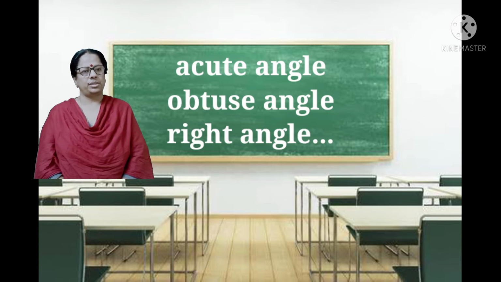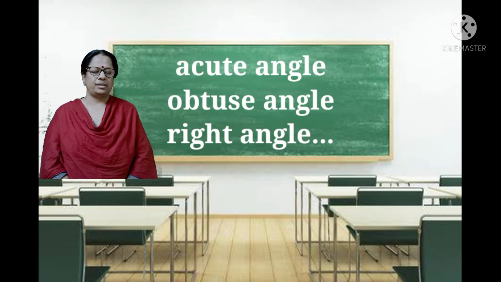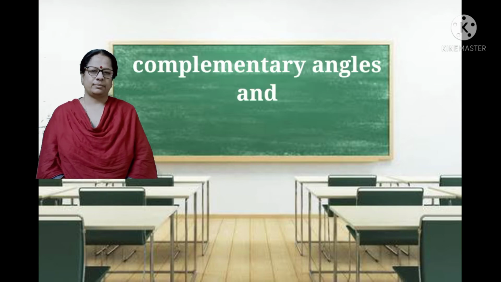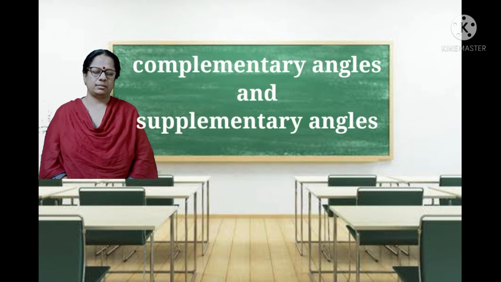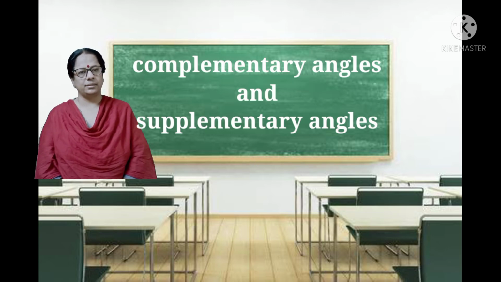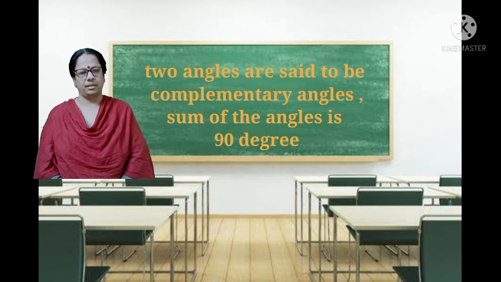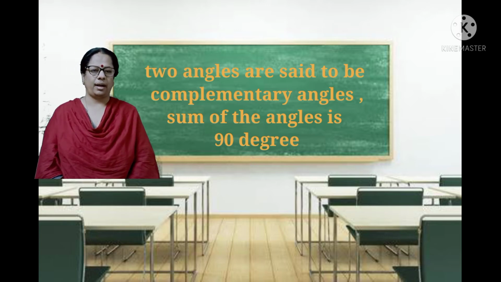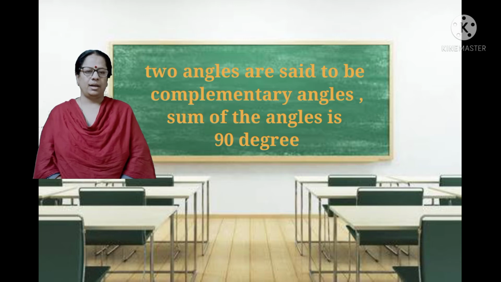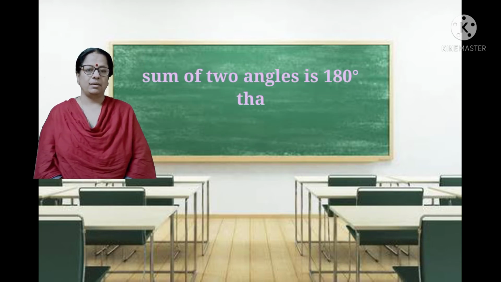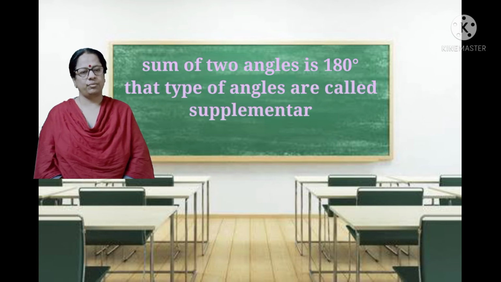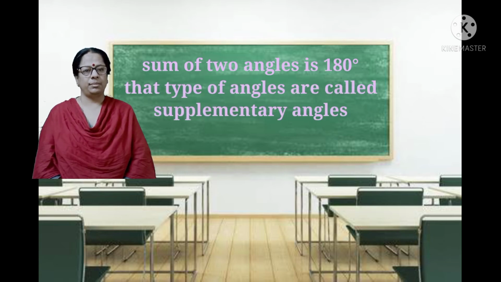Then we want to study complementary angles and supplementary angles. What is a complementary angle? If the sum of 2 angles is 90 degrees, that type of angles are called complementary angles. And if the sum of 2 angles is 180 degrees, that type of angles are called supplementary angles.